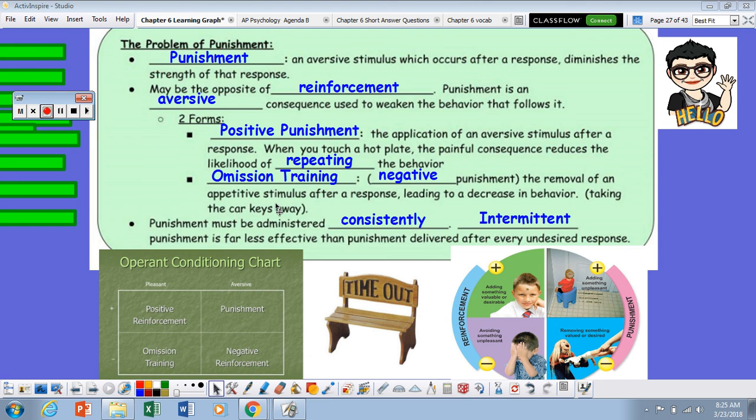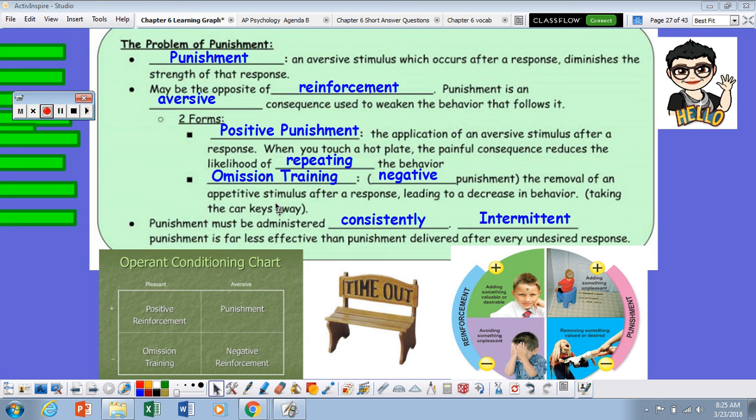Today we're going to talk a little bit about punishment and sum up the critiques, if you want to call that, on classical conditioning and operant conditioning. So to get started, you're going to want to have your packet handy and follow along.